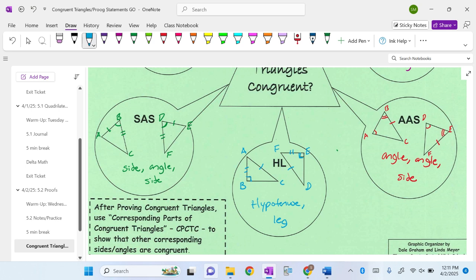So it's basically just memorize them. There's reasons I can explain why they work, but it gets a little confusing.